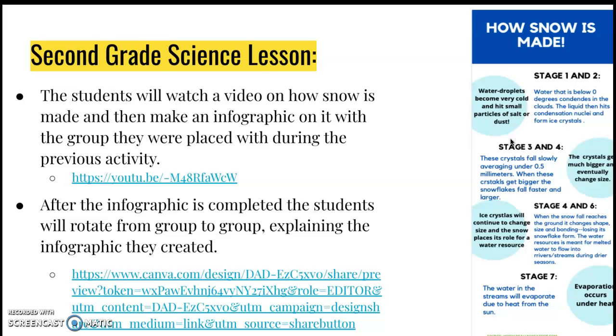So this is why, after they are done making a snowman, I will move on to them making an infographic through Canva. First, they will watch a YouTube video on how snow is made, and they are to just take a lot of memory notes on how this is done because it's going to be put into their infographic. Again, they are working together with the group of 4 to 5 that they worked with on their snowmans on this infographic.